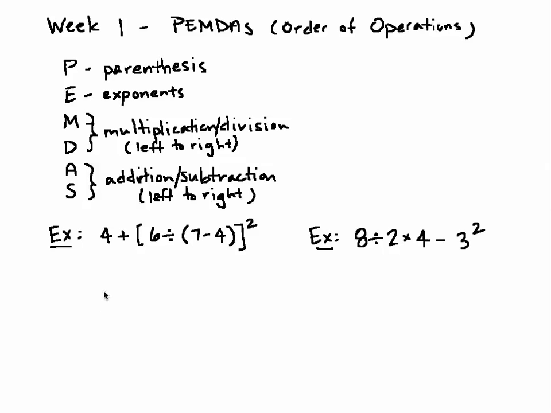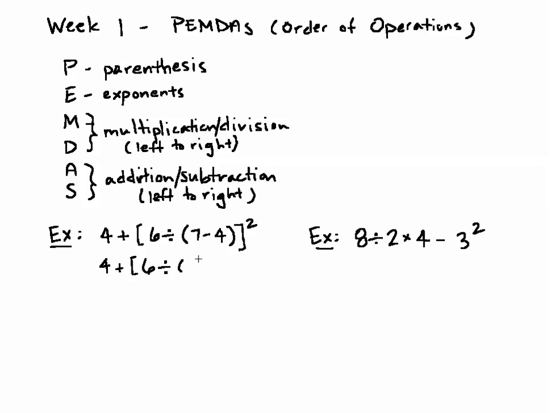Example 1, we have 4 plus parentheses 6 divided by 7 minus 4 squared. And we want to evaluate parentheses first. And it's a good idea to rewrite the expression in each step. And make sure you don't confuse the division sign with the addition sign.